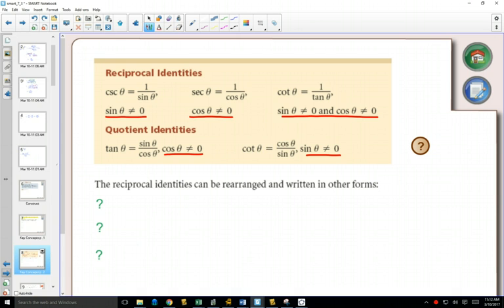What I would like you to add beside here is that if you know that cosecant is 1 over sine, you also know that sine is 1 over cosecant, and that cos is 1 over secant, and tangent is 1 over cotangent. So when things are reciprocals, it works both ways.